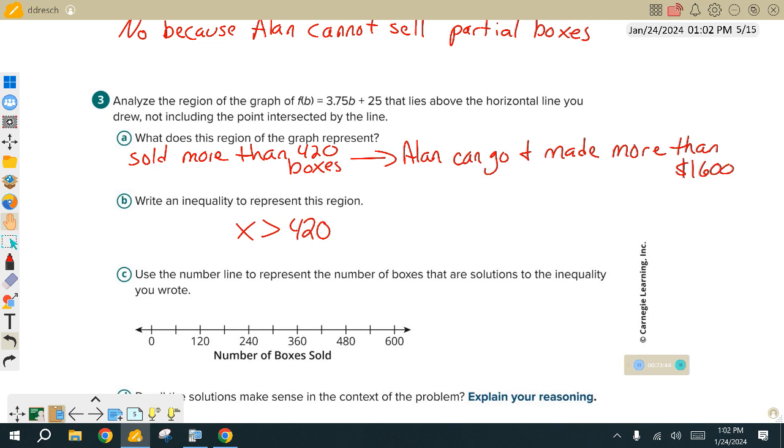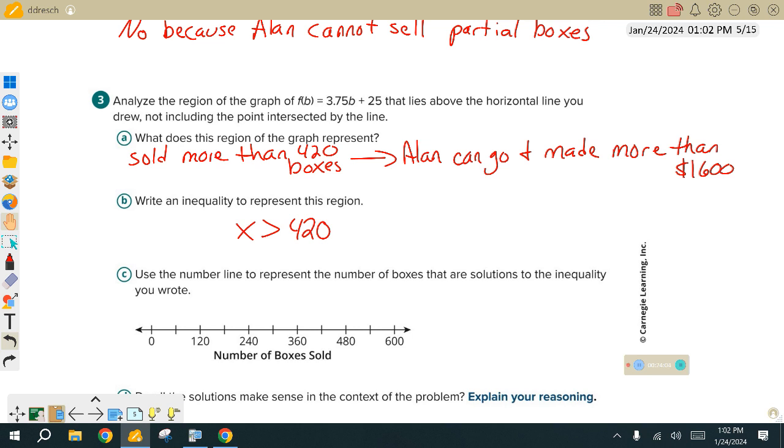Okay? All right, let's go put that in a number line. Go graph it right below there. 420, right below that. Is that 420 going to be open or closed? Open. It's going to be open.